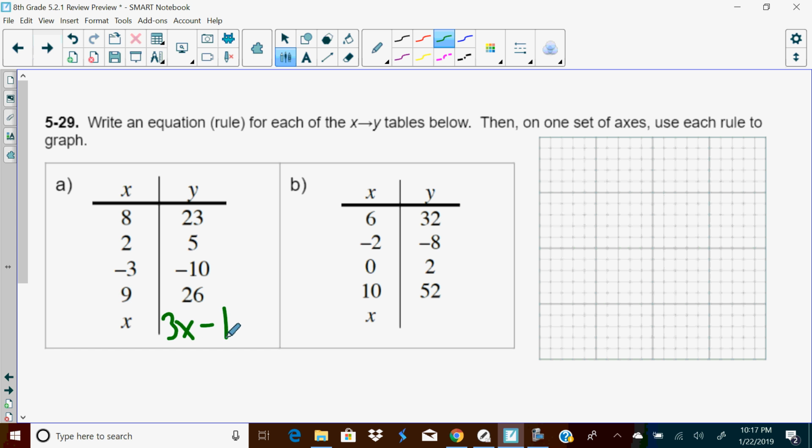For B, again, I tried the same thing. First I tried 2, that didn't work. So 5 got me pretty close. So it ends up being 5x plus 2. So then it says to graph them each, and I'm going to do them in different colors.